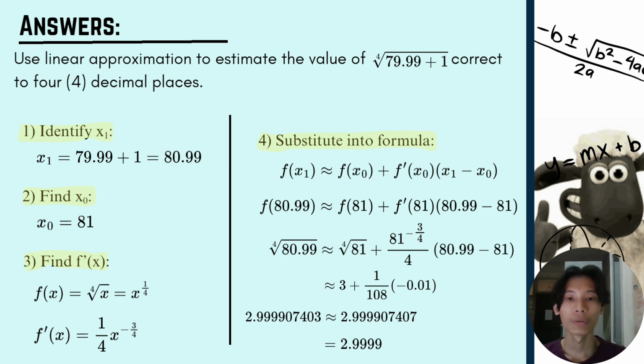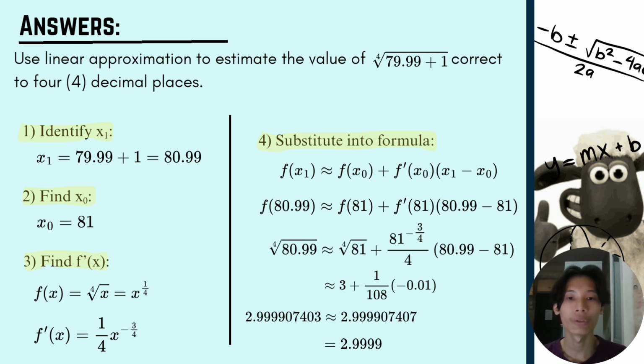First, we need to find x1. Since the question is asking for the 4th root of 79.99 plus 1, we add them up. 79.99 plus 1 equals 80.99. So x1 is 80.99. Next, we find x0, which is the nearest whole number to x1. The nearest whole number to 80.99 is 81. So x0 is 81.